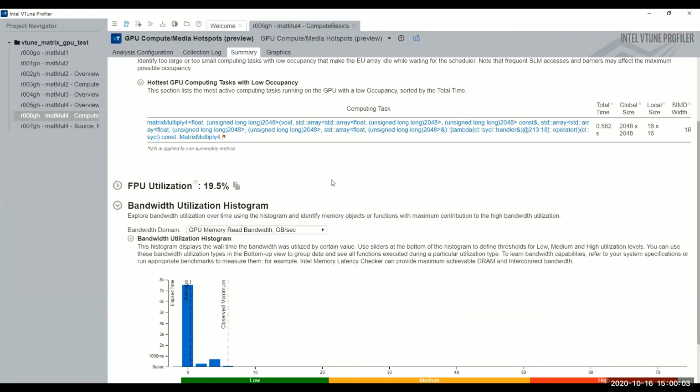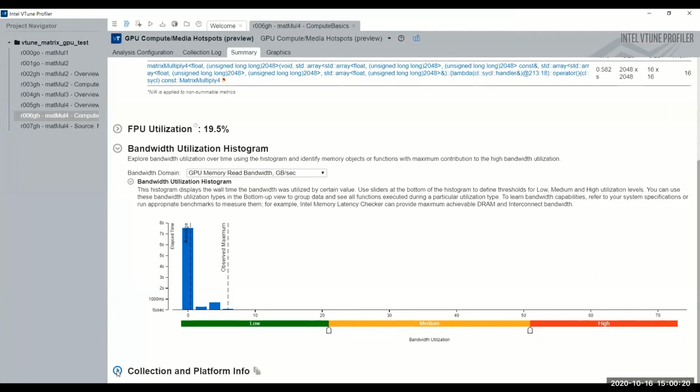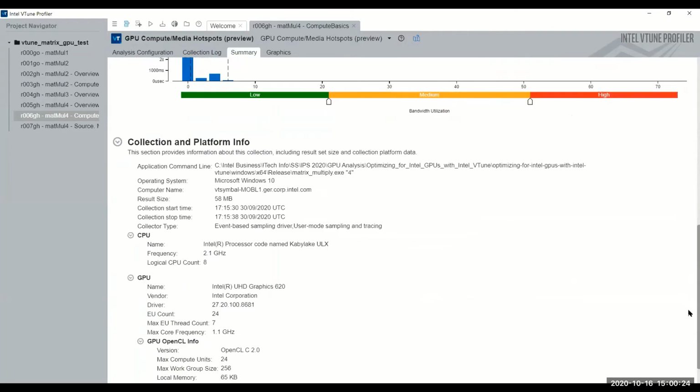So the goal is to make it as busy as possible. Otherwise, you need to balance somehow the execution code and data handling code to make it more effective or more balanced.